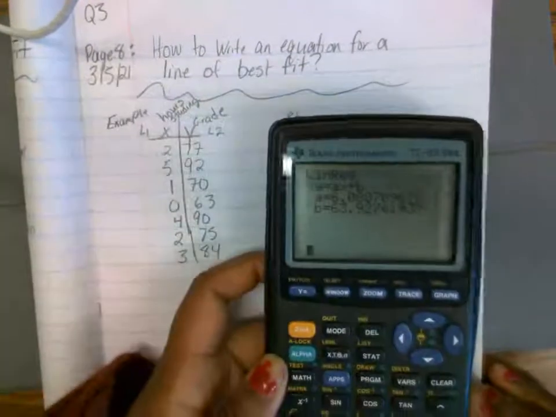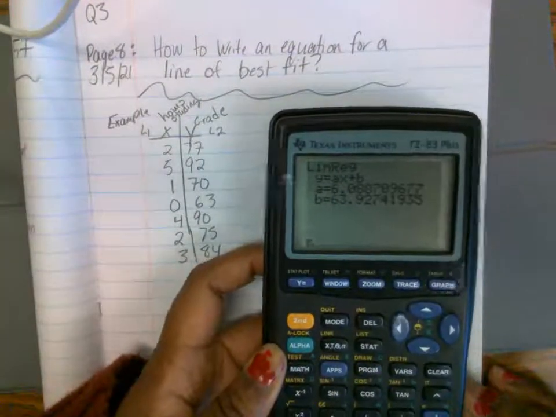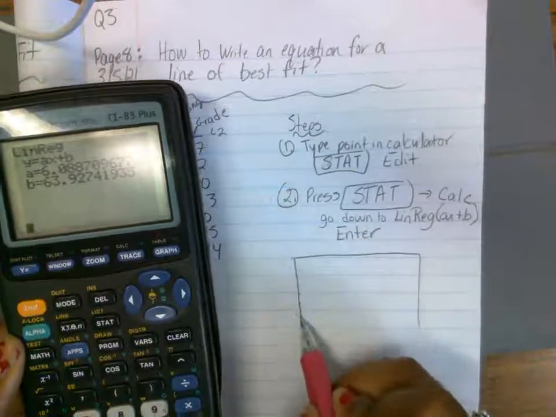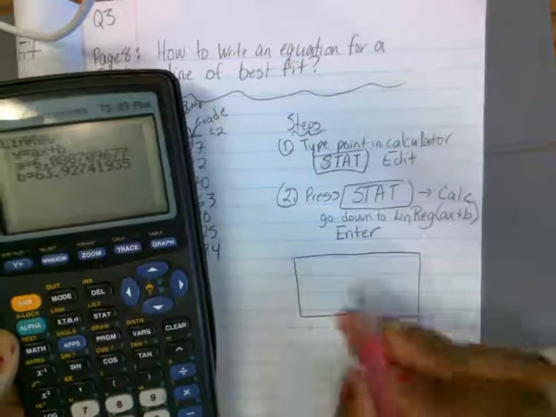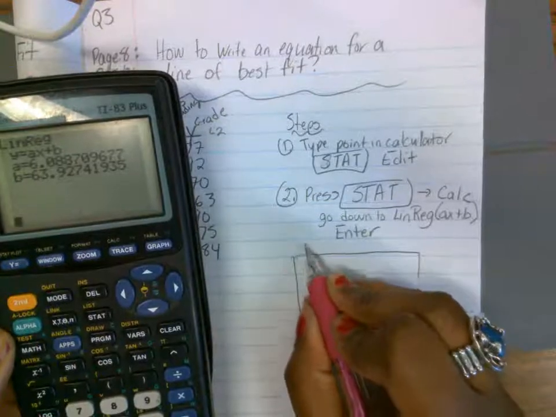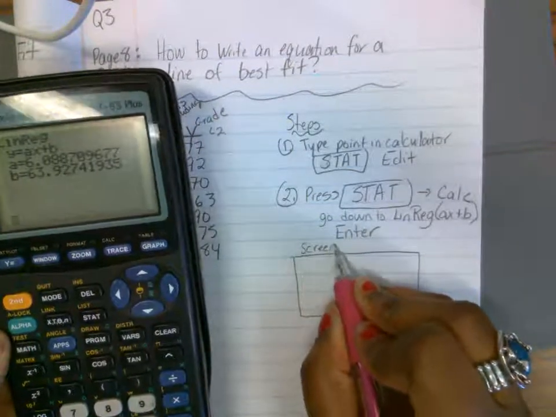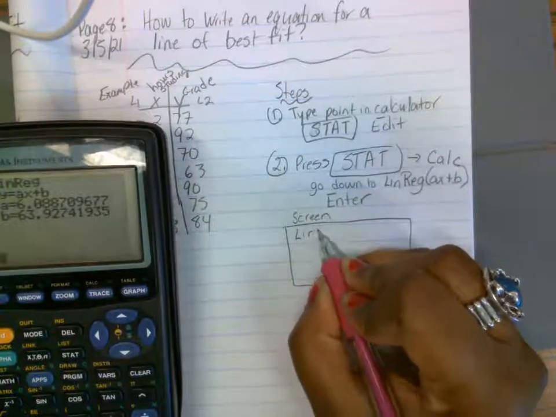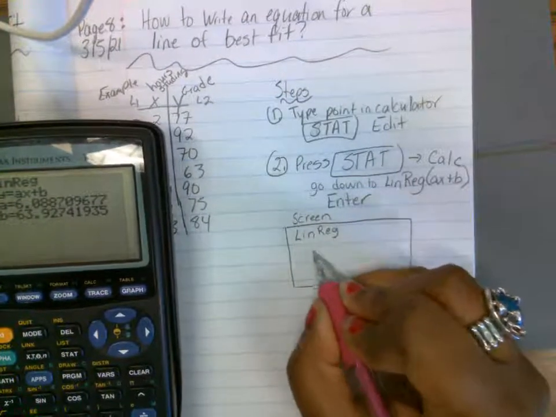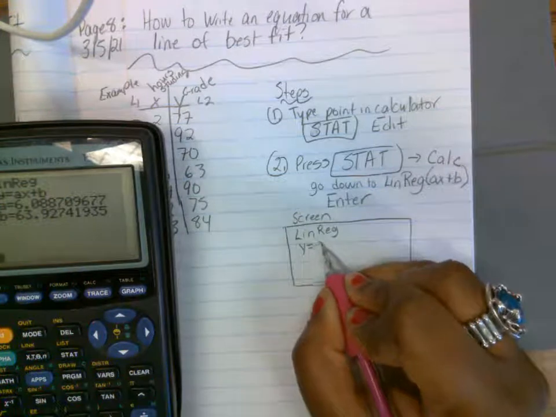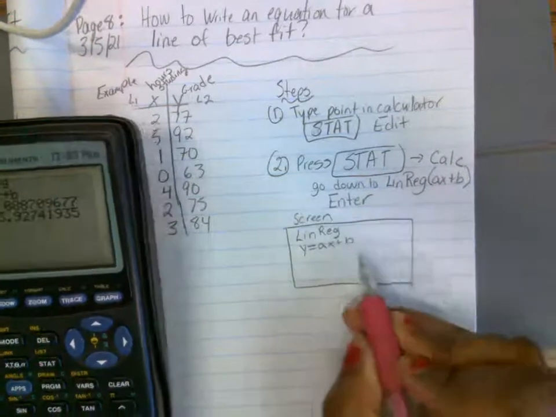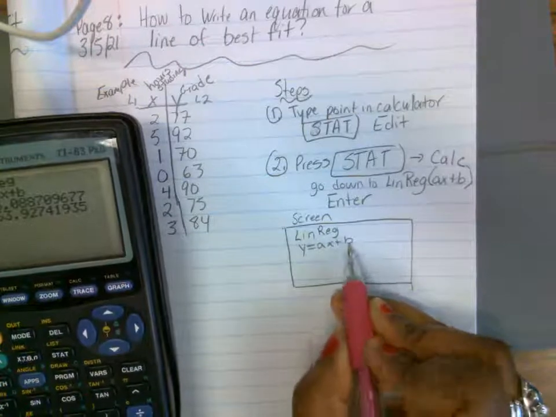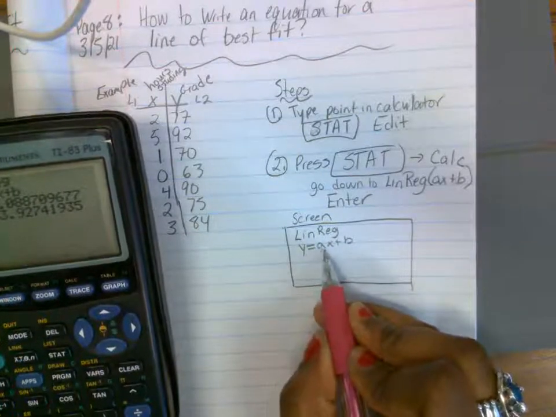Okay. And in your calculator, what you see on the calculator screen, and I'll draw a little screen so later on you don't forget, you'll see on your screen lin reg, and it'll tell you y is equal to ax plus b, where your a is the slope and your b is your y-intercept. They just use a different letter. Your a is m, okay?